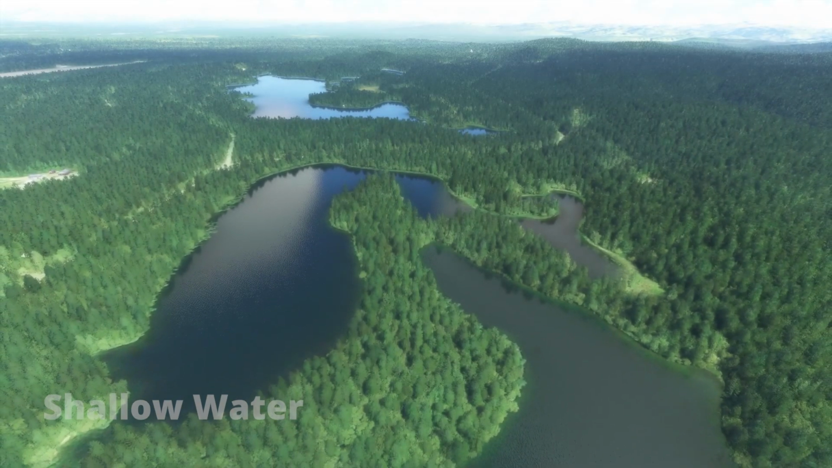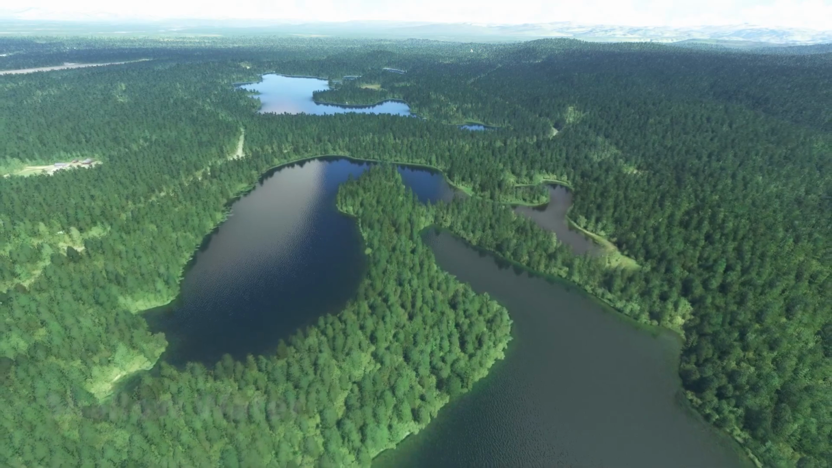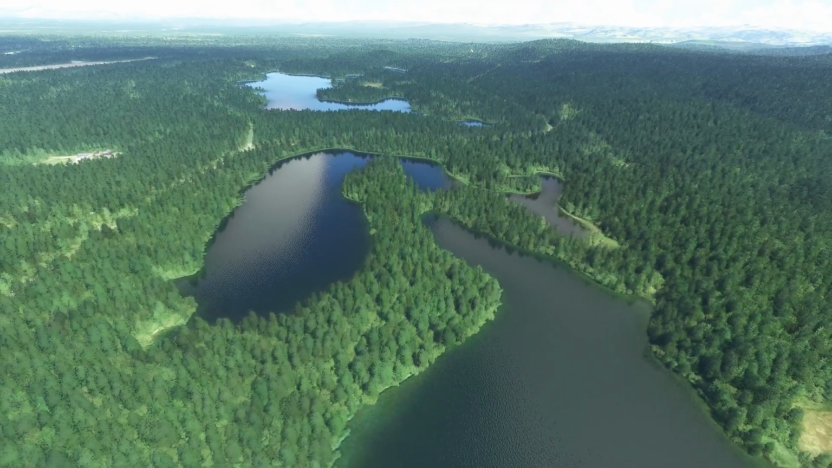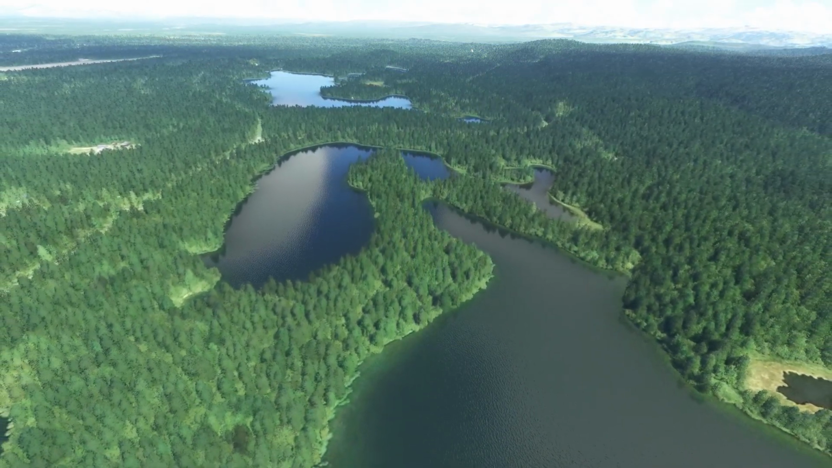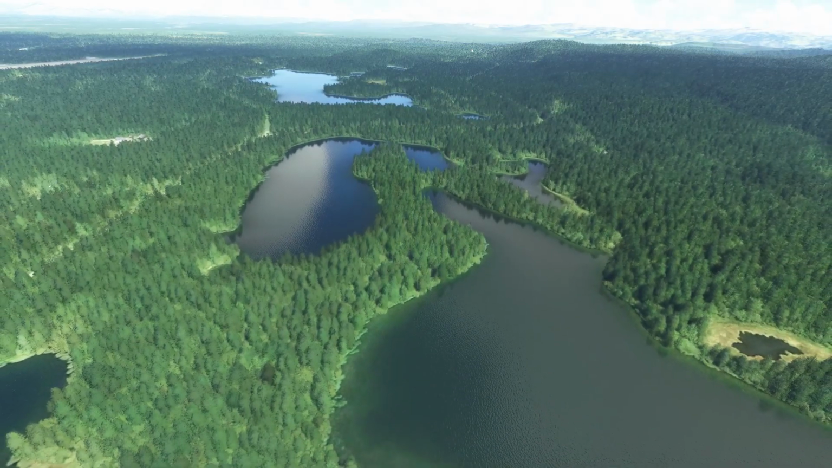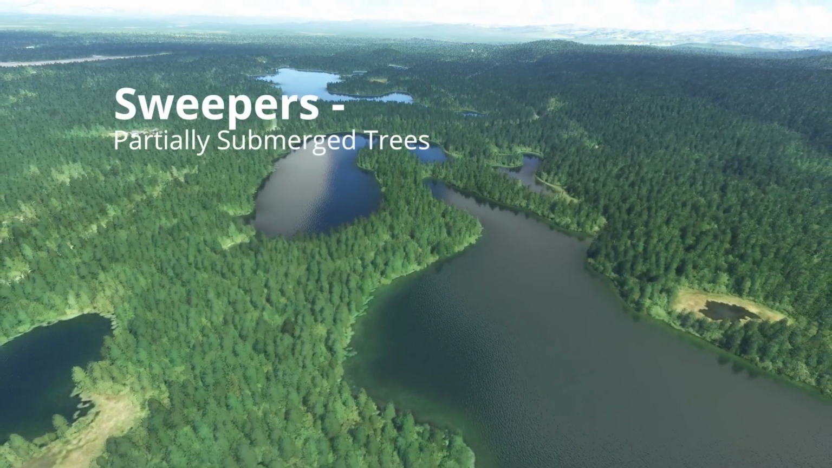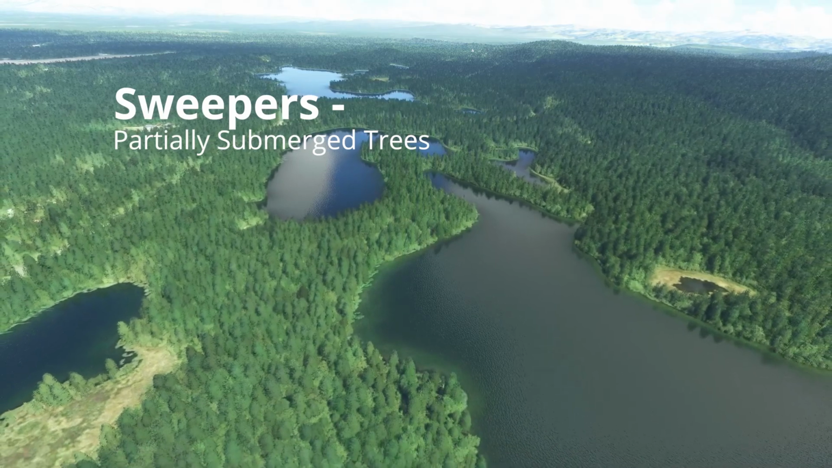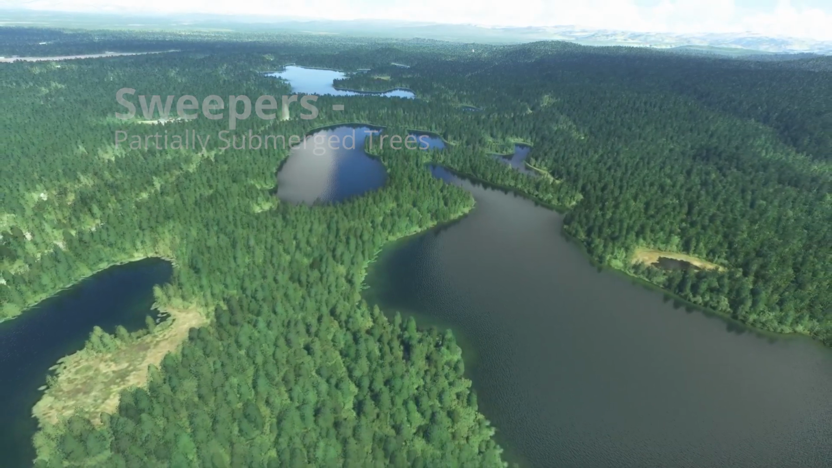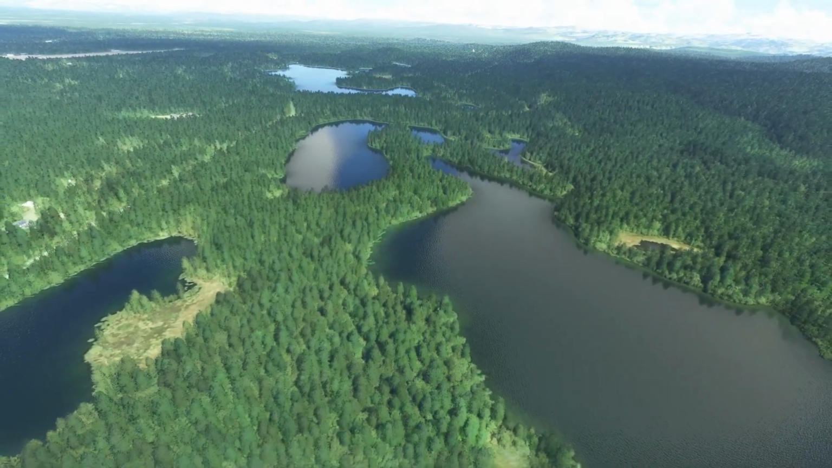One key element of float flying that's not really available in Microsoft Flight Simulator at the moment is the ability to read the water. In real life, you'd be looking for areas of shallow water, sweepers, rocks, and other obstacles to avoid, not to mention wind direction and how it is flowing across the surface.